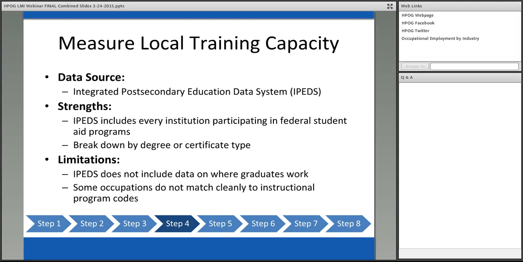And IPEDS data is available by instructional program code, which needs to be matched to occupations. And sometimes it can be complex to match these program codes to occupations. For example, many different programs could lead towards training a health information technician, whereas on the other side, many nursing programs can lead to many different nursing jobs. So program planners need to be very conscious of this when they're looking at this data.